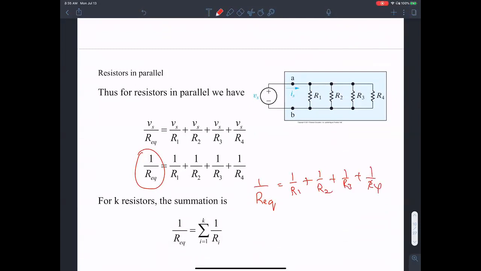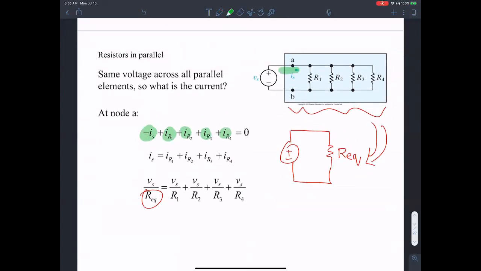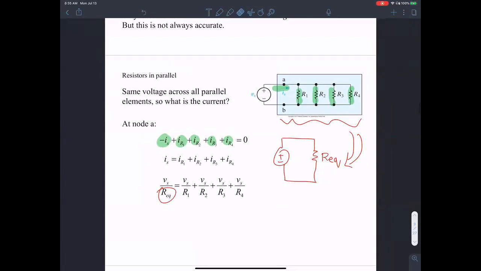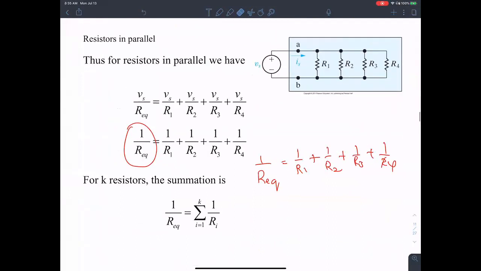Okay, and you can do that from KCL by applying KCL, okay? The total current coming in is the current that's branching out. The total current coming in is IS, and the total current branching out through these different branches is I1, I2, I3, and I4, okay? So that's the idea of applying KCL. And the big picture, the take home point from this, is that the equivalent resistance of parallel resistances is the reciprocal of the sum of the reciprocals, okay?